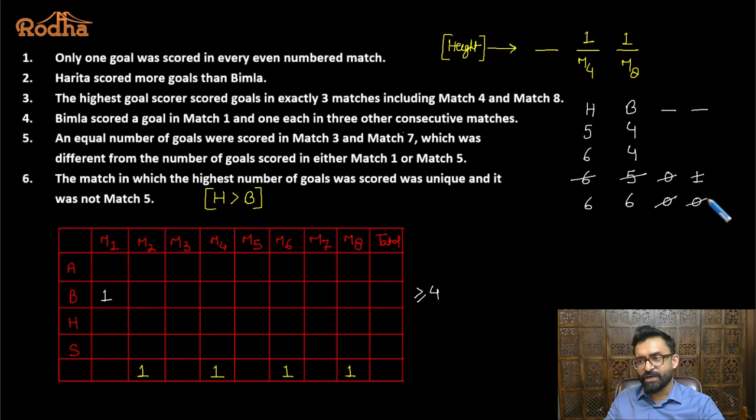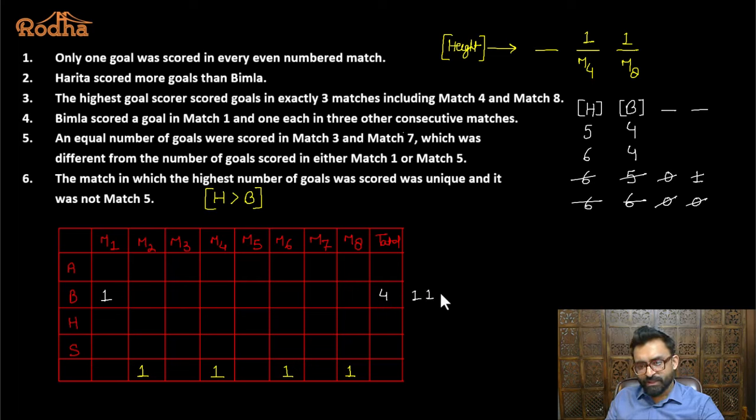If these two are scoring 12 goals among themselves, there is no possibility that either of the remaining two persons is going to score any goals. But it is mentioned in the question that everybody scored at least one goal. We have understood this point thoroughly. So this case is not valid. Now, if six goals are scored by Harita, Bimla must have scored four goals, exactly four, neither less than four nor more than four. Okay, these two cases are eliminated. Four goals in total. Fine.